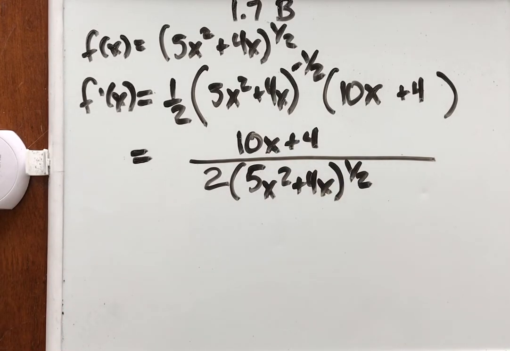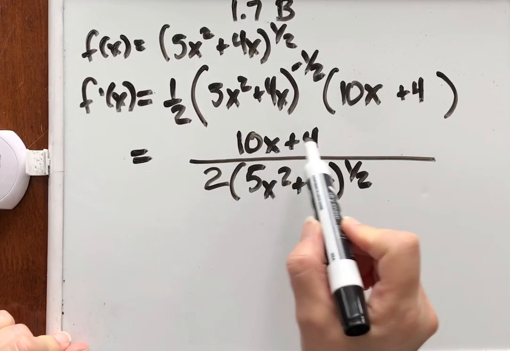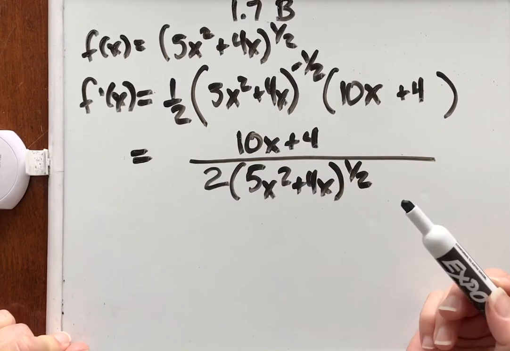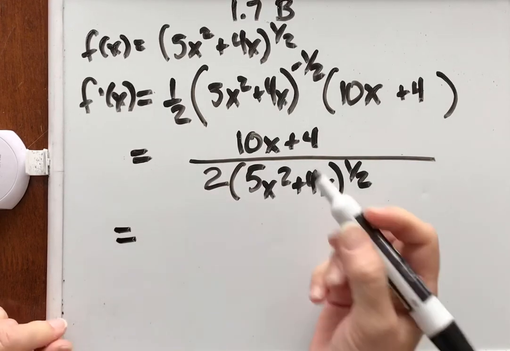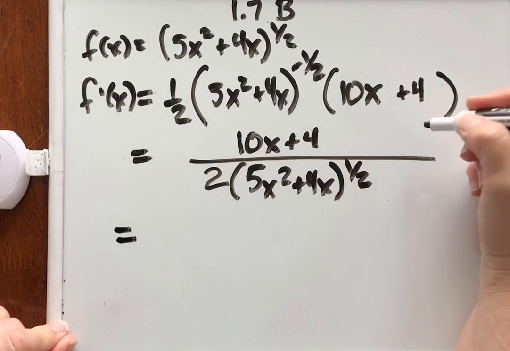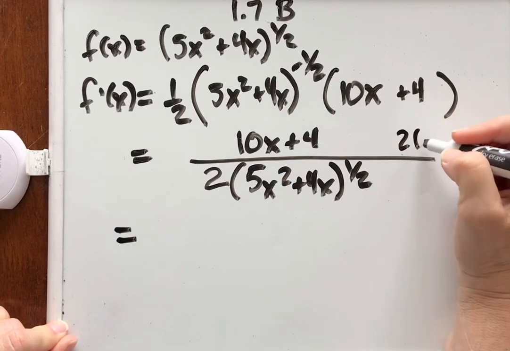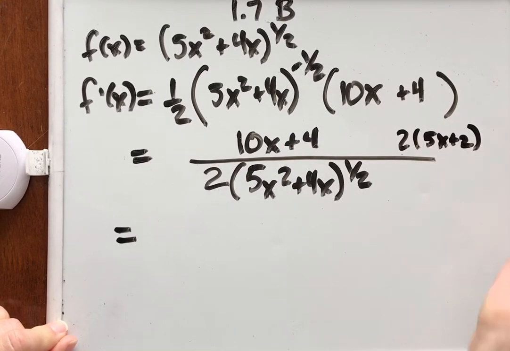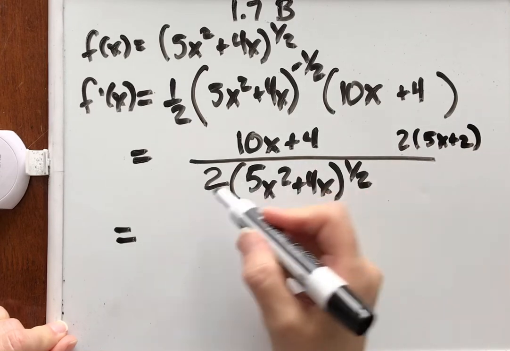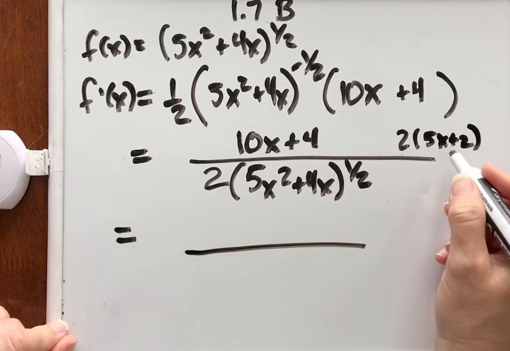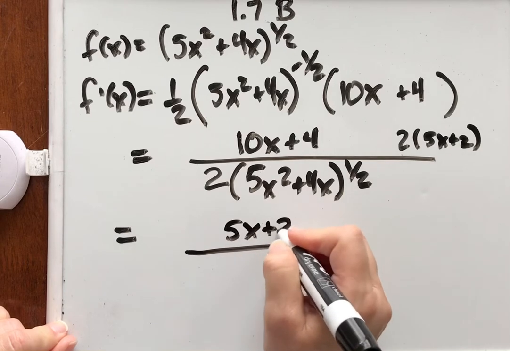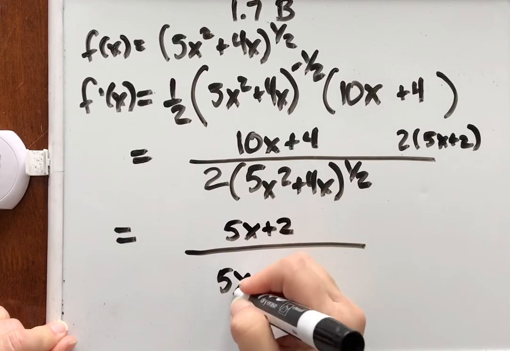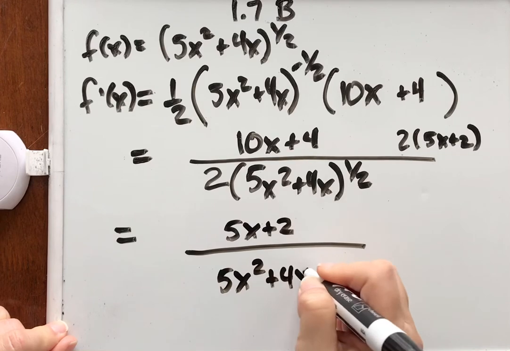Okay, so what are we going to do now? We're going to leave it like that? Is there anything else we can do that you can see? Well, I see something. See this 10 and this 4 and this 2, they all have a 2 in common. You can rewrite this if you want. I'm going to go off to the side here. I can pull out a 2 and we get 5x plus 2, right? So here these 2's would cancel. So I'm left with the numerator 5x plus 2 and the denominator 5x squared plus 4x.